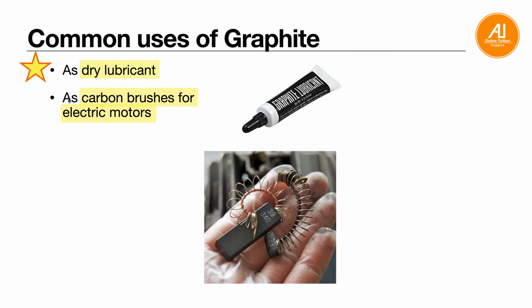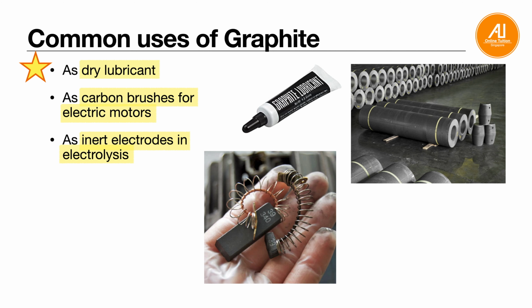it can be used as carbon brush for electric motors. So this is the carbon brush. Okay, this one is the worn out one. This one is the brand new one. So if you take physics, you know how a DC motor works.